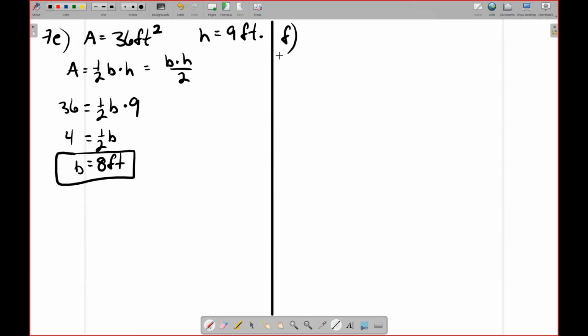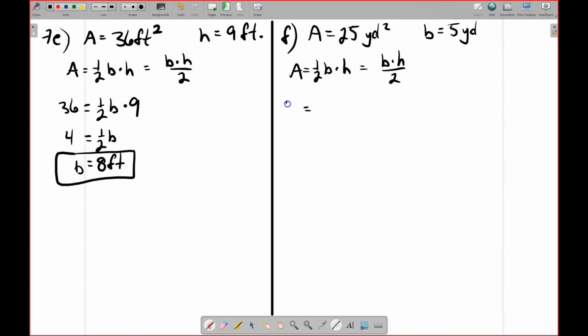Part F asked us to find the height. Again, this time we've got a scalene triangle. We've got an area of 25 square yards and a base equal to 5 yards. Working with the area of a triangle again, area is equal to half the base times the height, or base times height divided by 2. We're told the area is 25. This time we know the base, which is 5, but we don't know the height, so we leave that as h.